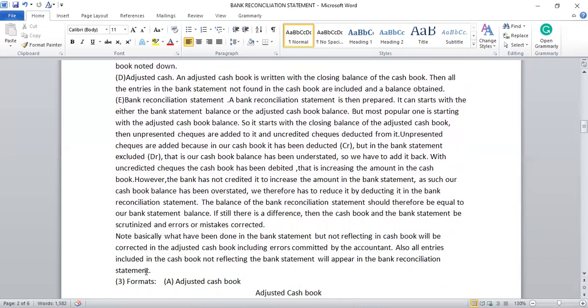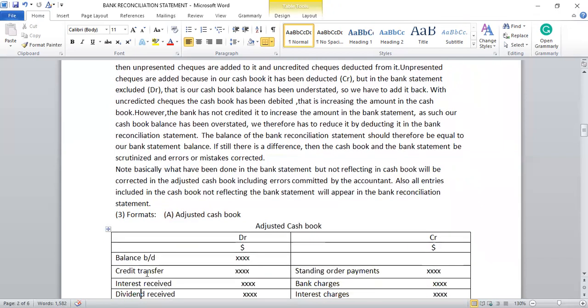Also, all entries included in the cash book not reflecting in the bank statement will appear in the bank reconciliation statement. So all entries in the cash book not appearing in the bank statement also will be corrected through the bank reconciliation statement. So entries like unpresented checks and uncredited checks will be corrected through the bank reconciliation statement.